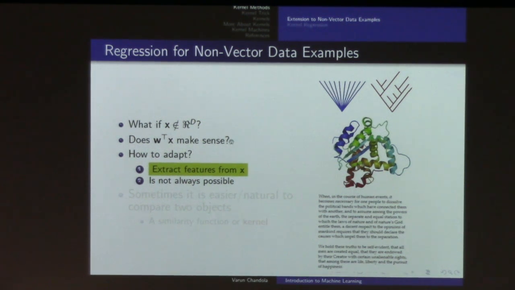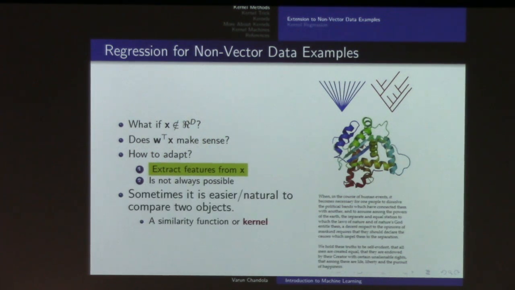Then we discussed a little bit about how you can still make it work by extracting D features from your data. Like let's say your data is a string, you can extract D features out of that, or if it's a text document, you can do something. But many times it's not possible or feasible, or it is not a natural way to represent your data, right?